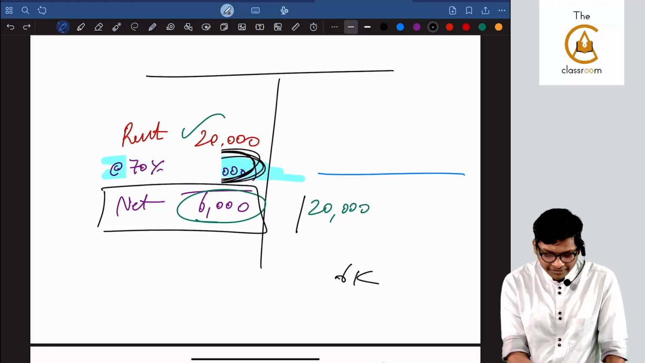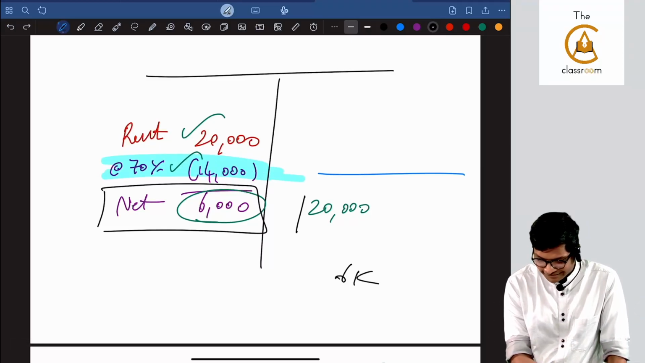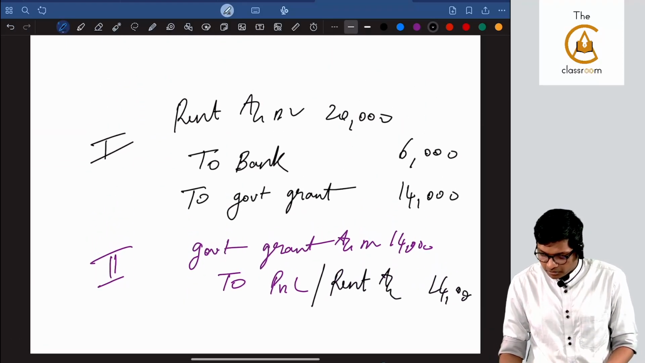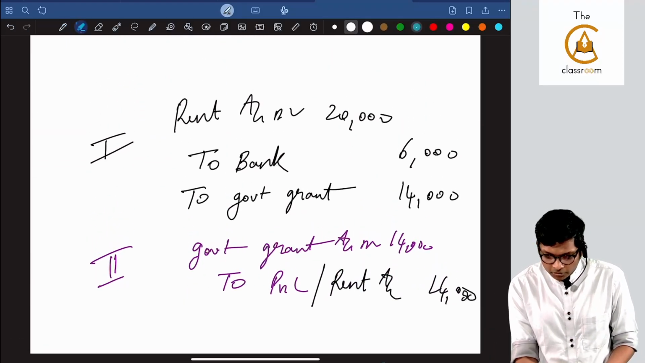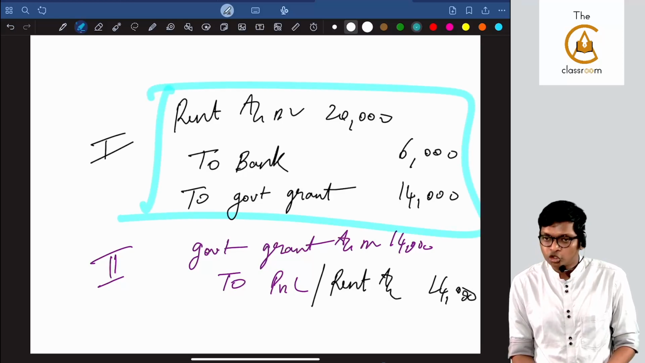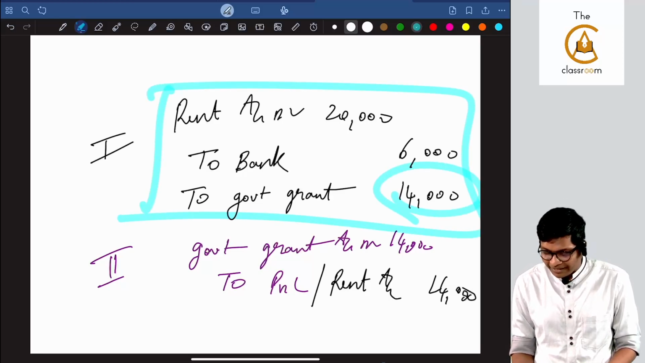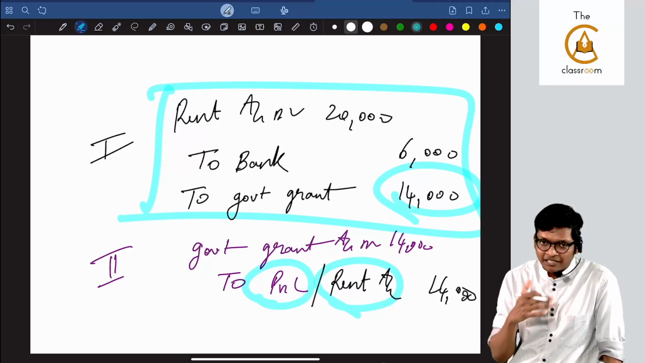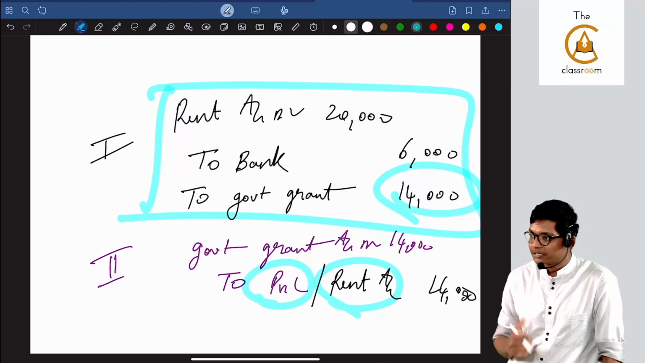Are you following, guys? Are you getting it? So basically I can do both. I will pass this entry to show I got the grant, and this grant will be transferred either to P&L or to rent. My wish. The standard is allowing both options. Are you getting it, guys? Everybody?